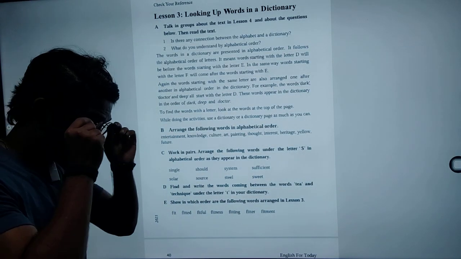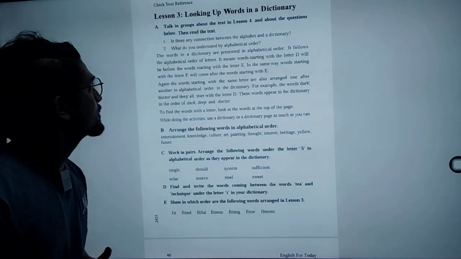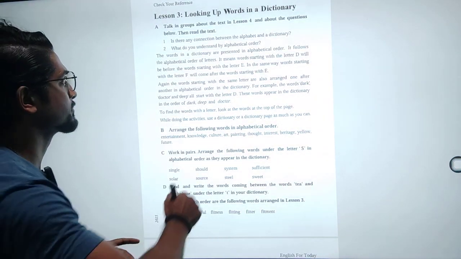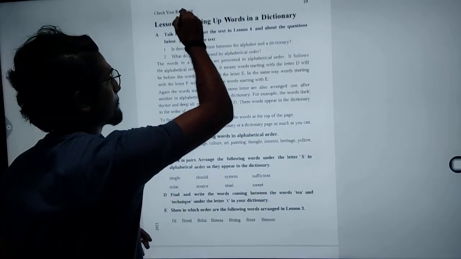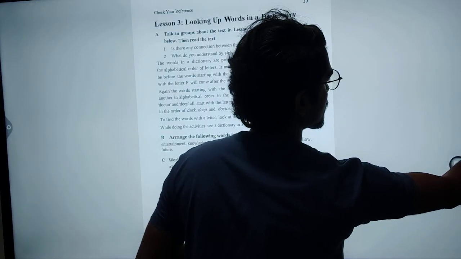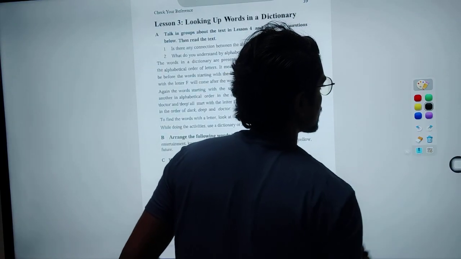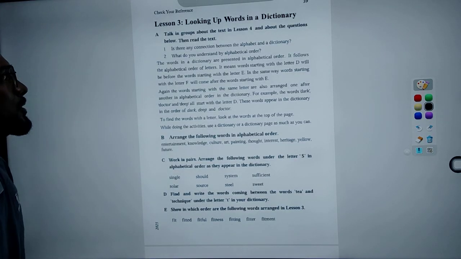So let's start a new lesson. Lesson 3. Looking up words in a dictionary. Let's see. So looking up words in a dictionary.